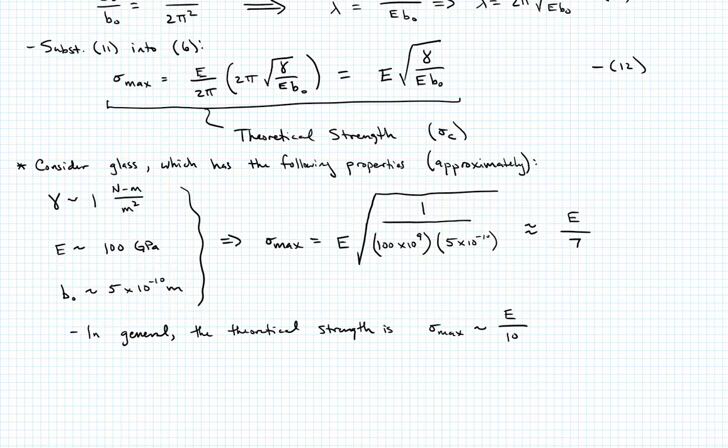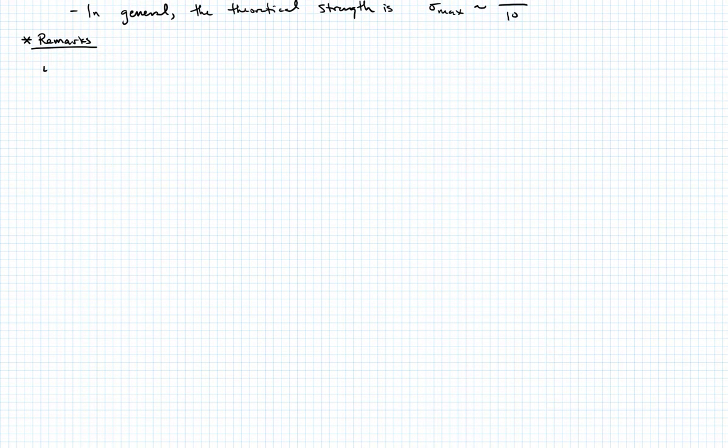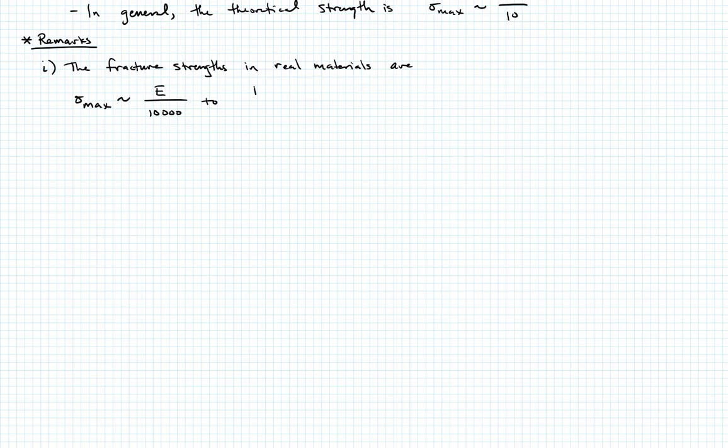So how does this actually stack up with what we measure in real materials for their fracture strength? Let me give you some remarks on this. Number one, the fracture strengths in real materials are sigma max, or sigma theoretical, whatever you want to call it, is approximately E over 10,000 to E over 1,000, somewhere in that range. Okay, so this is 2 to 3 orders of magnitude smaller than the theoretical strength.